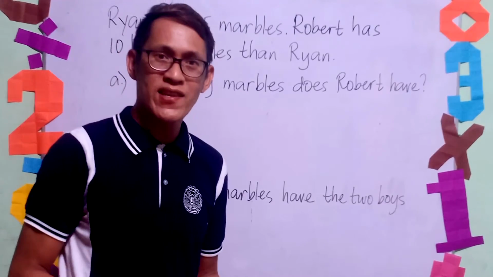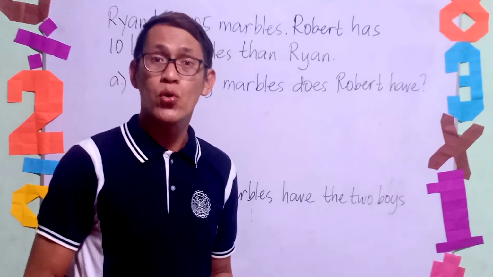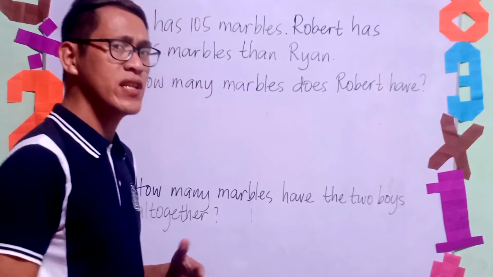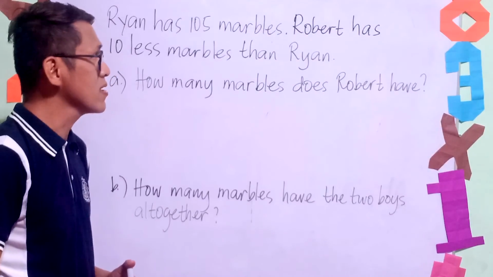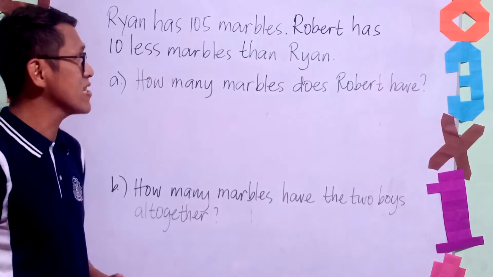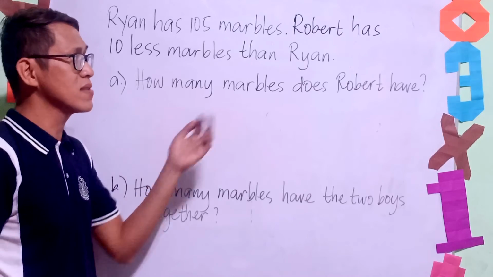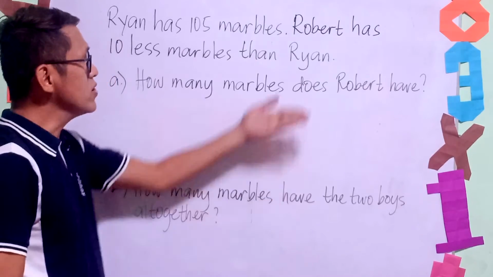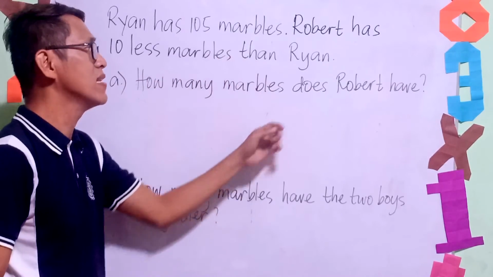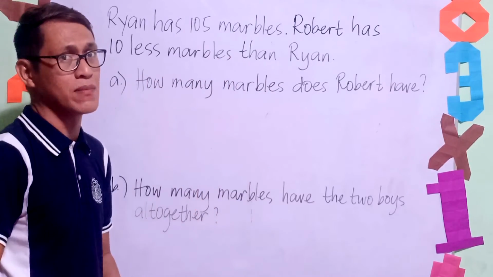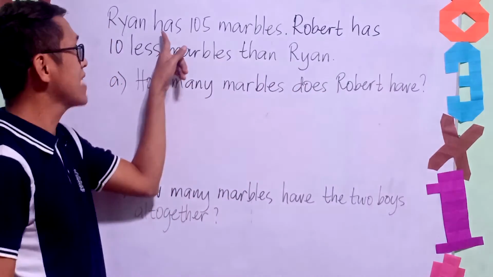Now let's solve another word problem that involves addition and subtraction of whole numbers. Let me read the problem to you. Ryan has 105 marbles. Robert has 10 less marbles than Ryan. How many marbles does Robert have? If you notice, Robert has 10 less marbles than Ryan. So how to get the number of marbles of Robert? It says 10 less than Ryan.